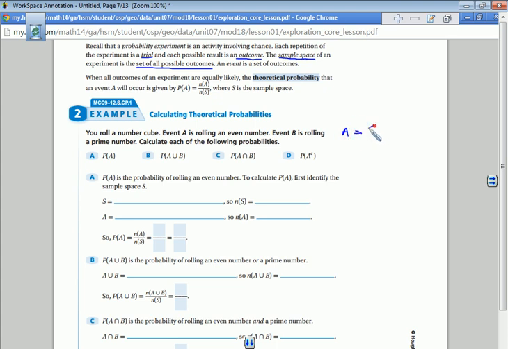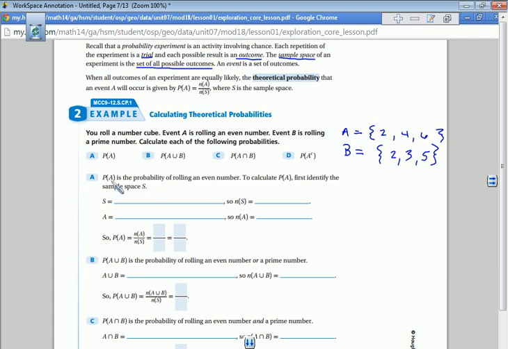So, what are the elements in set A? 2, 4, and 6. What are the elements in set B? 2, 3, 5. Okay. 1 is considered the unit, and it's not considered prime. 2 is our first prime number, and it is our only even prime number.